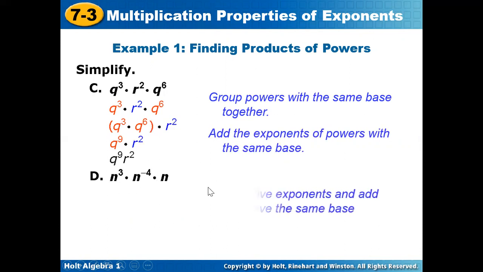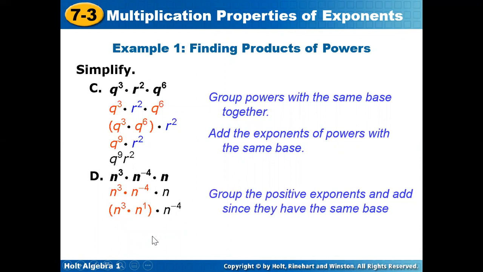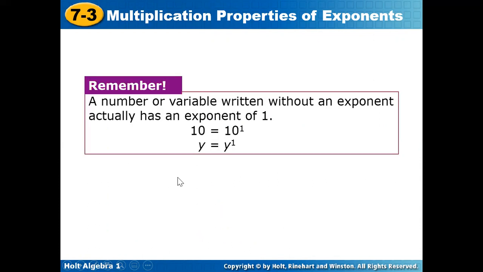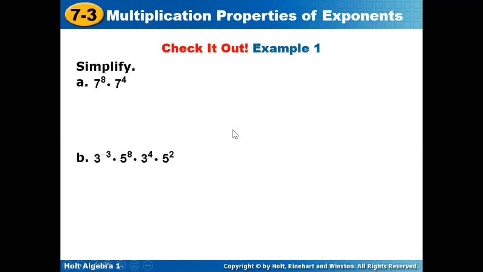Here, everything's in n, right? Group 3 and 1. Get 4. And then n to the 4. So 4 minus 4 is 0, right? And then anything to the 0 power is 1. Because anything written without an exponent is just to the first power.